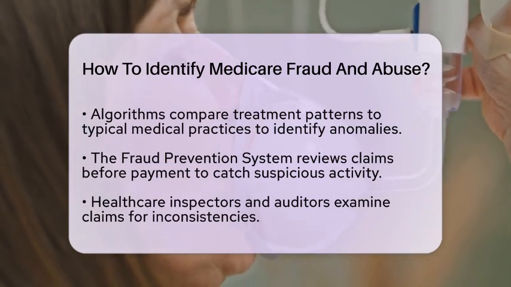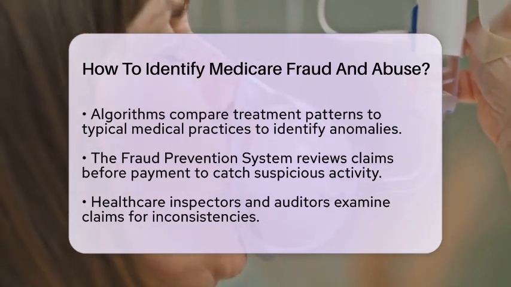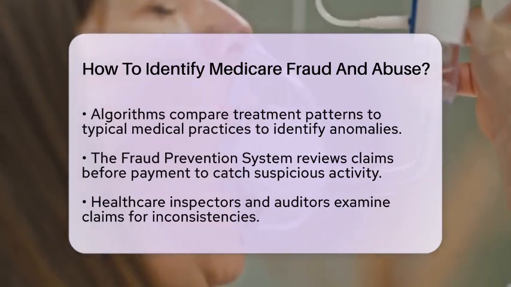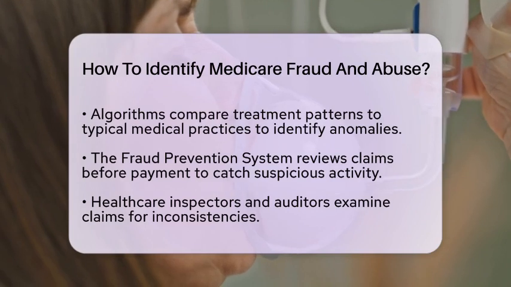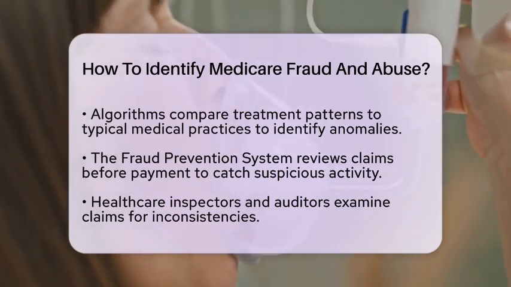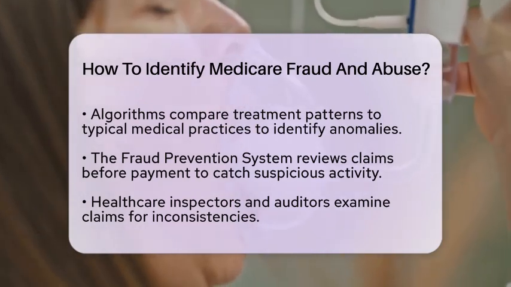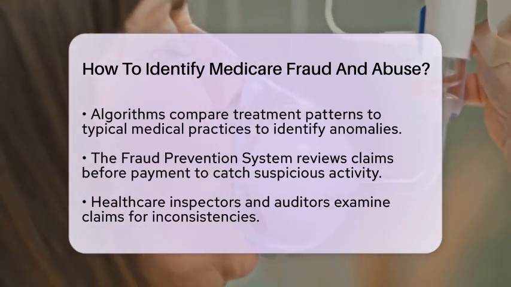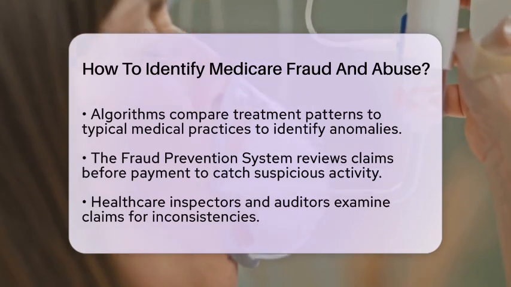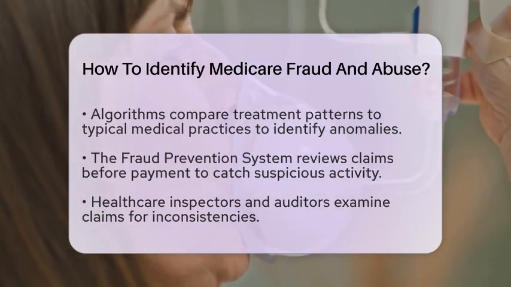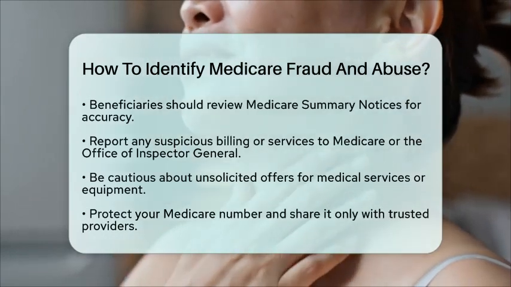The Centers for Medicare and Medicaid Services operates a fraud prevention system that applies these analytics to Medicare fee-for-service claims before payment. This helps catch potentially suspicious claims early. Healthcare inspectors and auditors also play a role in uncovering fraud. They review claims and provider activities, looking for inconsistencies or false statements in applications related to Medicare participation.